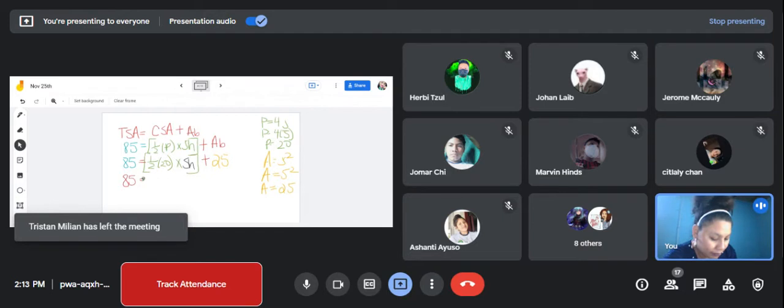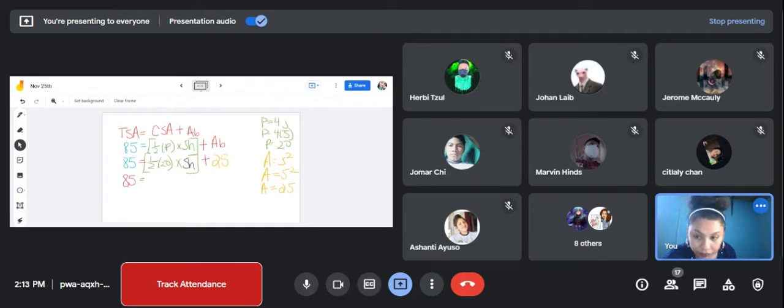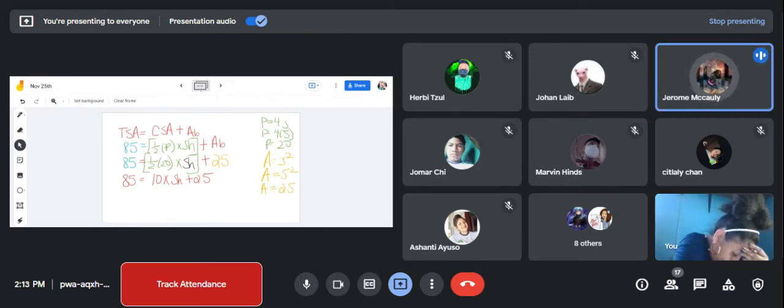But what is half times 20? What is half of 20? 10, miss. Very good. And the slant height, I don't know what it is, plus 25. Now, what can I do with this problem? I want to leave the slant height by itself. What do I do? Miss, you can divide the 10 and the 25 by 5.